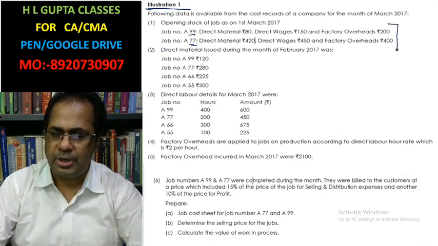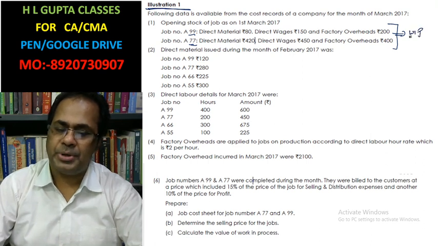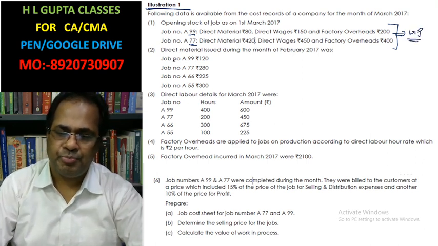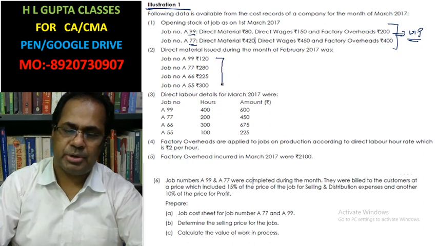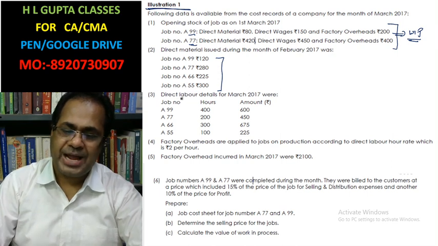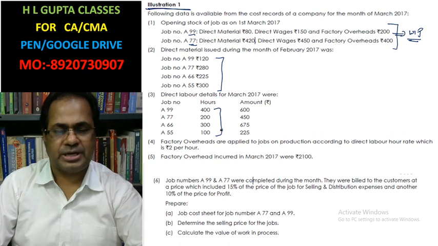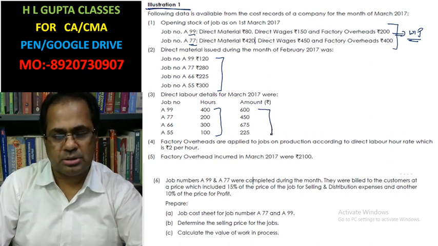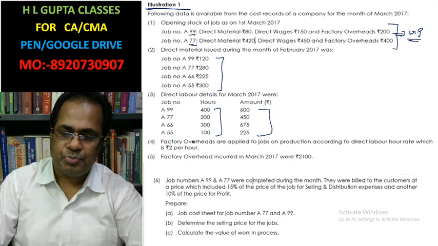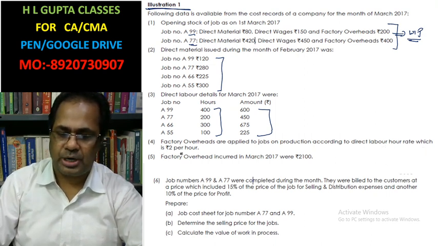Wherever overhead is added, these are all said to be work in progress. This is the opening stock of work in progress. Direct material issued for jobs 99, 77, 66. Direct labor details: hours of each job are given, and the amount is given. Factory overheads are applied to jobs on production according to the direct labor hour rate, which is rupees 2 per hour.